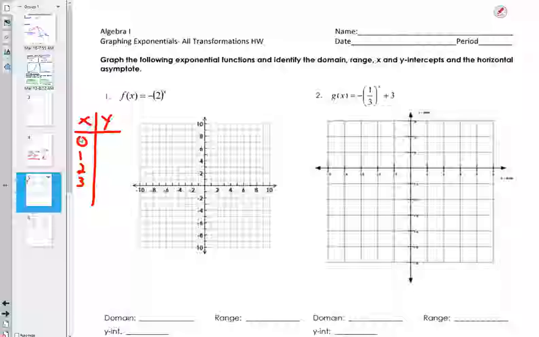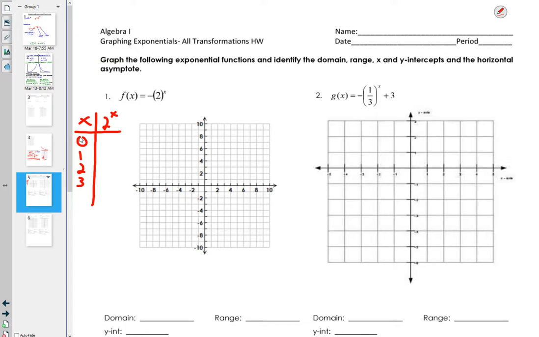I think I didn't write a y yesterday, even though that's what we were looking for. I think I wrote it as 2 to the x. So you know how I was getting the y's? Same thing. What is 2 to the 0 power? 1. What is 2 to the first power? 2. What is 2 squared? What is 2 to the third? 8.